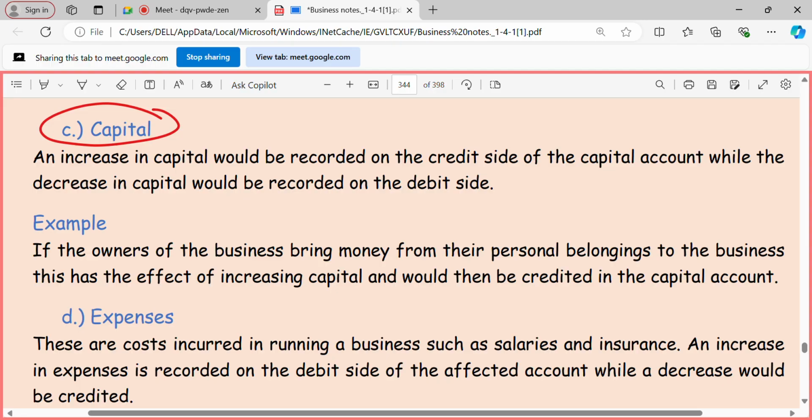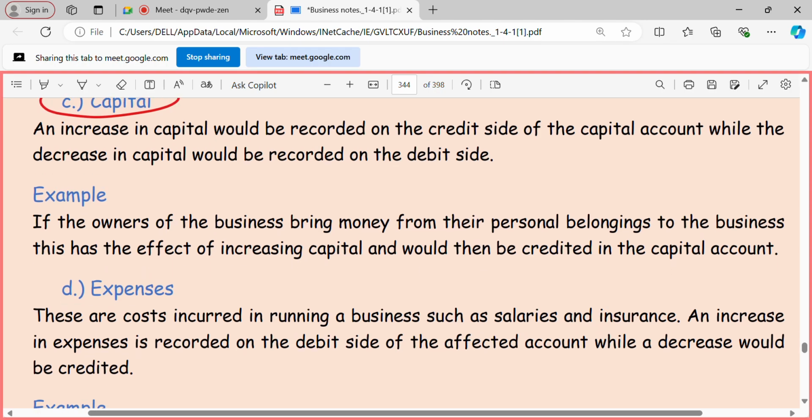Let's go to capital. What is capital? Capital is the owner's claim in the business. So what is the rule under capital? An increase in capital is recorded on the credit side of the capital account, while a decrease in capital is recorded on the debit side. So if capital increases, you need to credit it. An increase in capital is credited; a decrease in capital is debited.